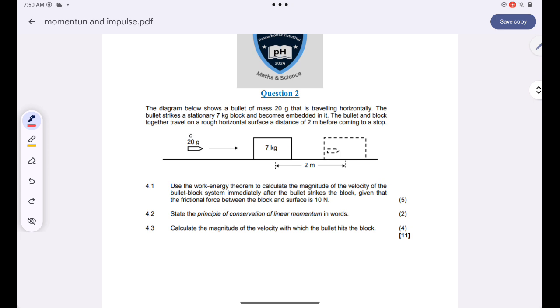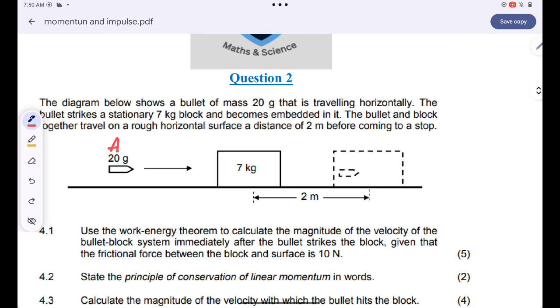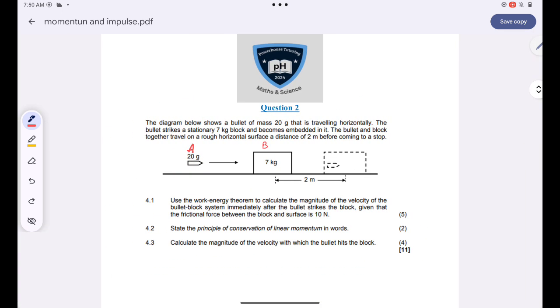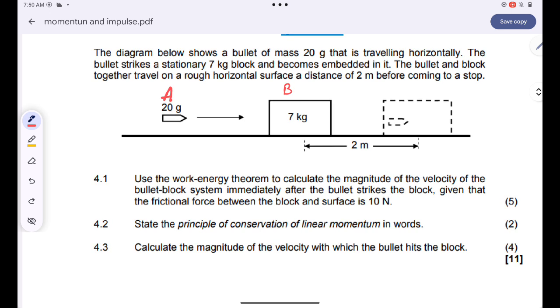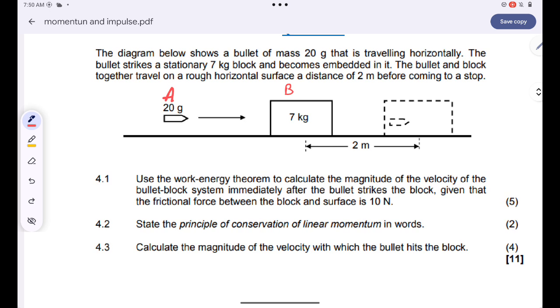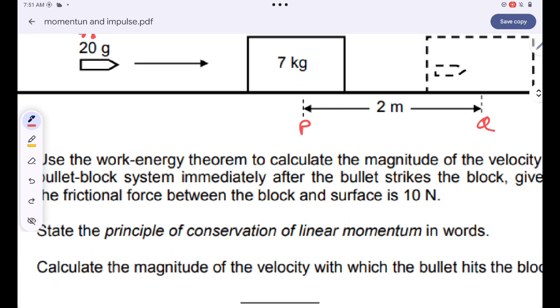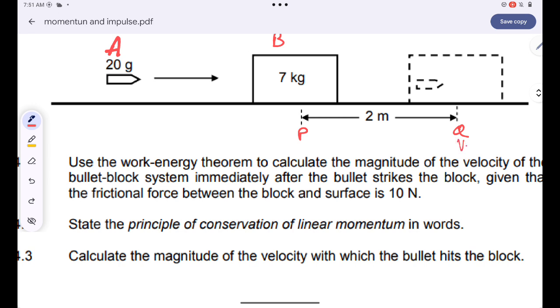We can call the bullet object A, and the block object B. So the bullet will travel from rest, and then it will come to a stop after traveling for 2 meters. If we call these points P and Q, the velocity at point Q will be 0 meters per second.